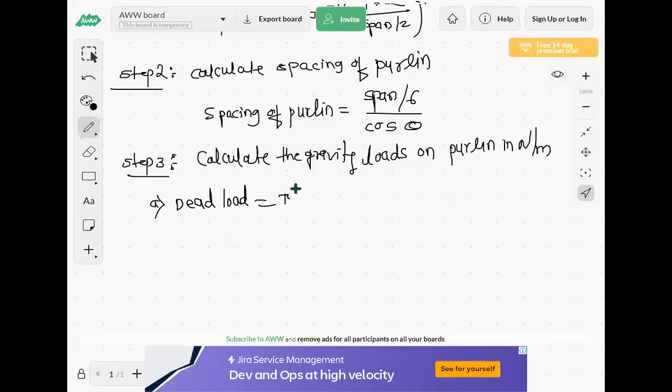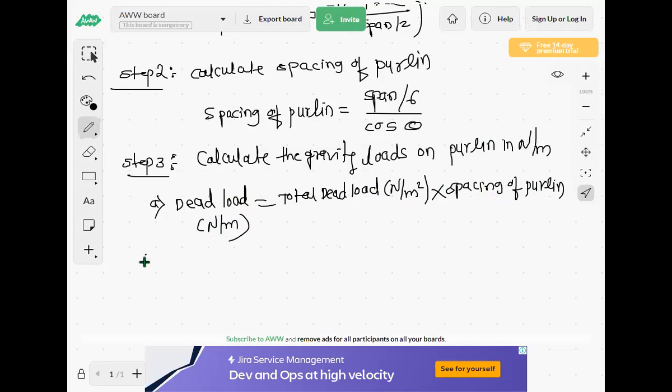So how to calculate gravity load on purlin in Newton per meter? Dead load is equal to total dead load in Newton per meter square into spacing of purlin. Total dead load in Newton per meter square is given in the problem statement. You have to multiply by the spacing calculated here. Then you will get the dead load in Newton per meter.